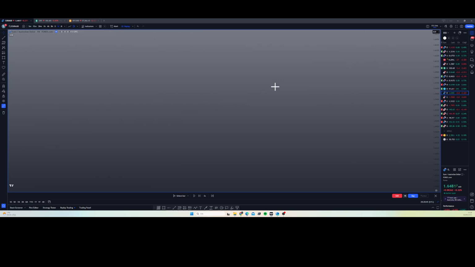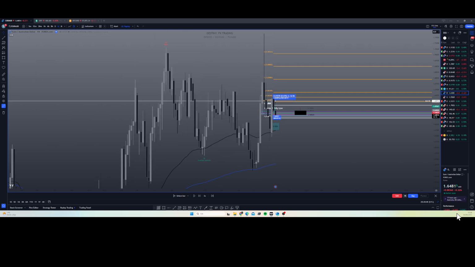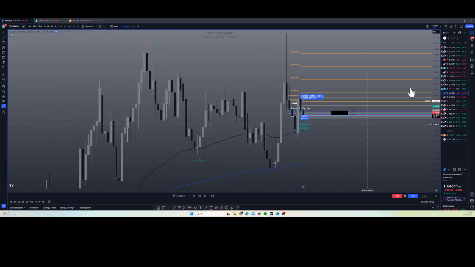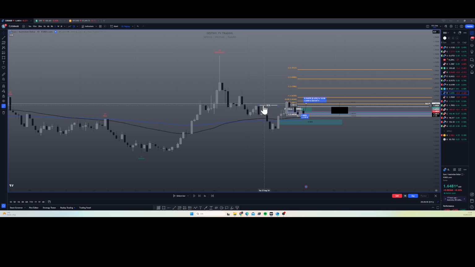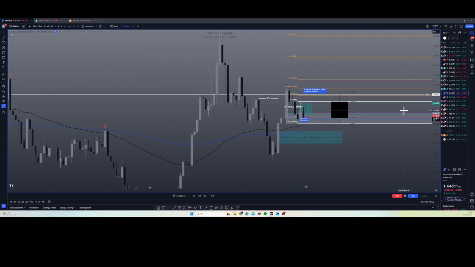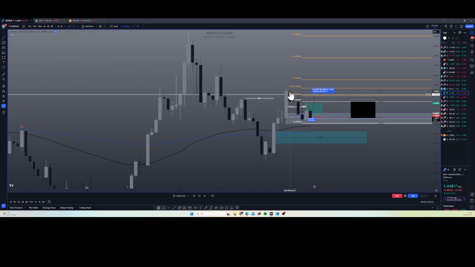I will go through a small top-down analysis. We can see that on the weekly we are bullish. On the daily, we are bullish since we did take out this high, lower high, lower low, lower high, lower low, and then we did this shift in the market structure on the daily. So we are bullish on the daily too, and I have marked out this daily BC where price could potentially want to go up to, right?